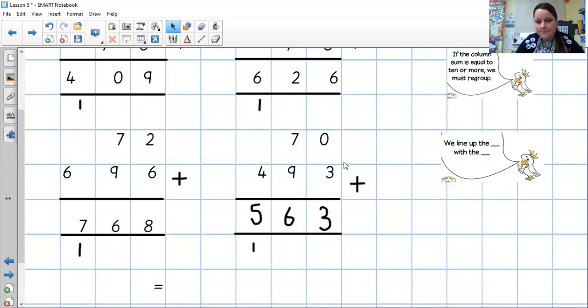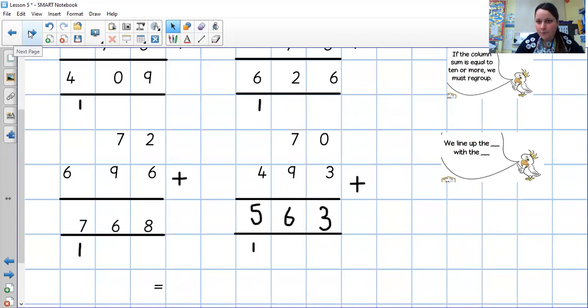And then finally, 70 add 493. 0 add 3 equals 3, so that's our 1s column. Then our 10s, 7 add 9 equals 16 10s, so I'm going to regroup my 16 10s into 100 and 6 10s. And then finally add our hundreds, 400 add 100 equals 500. So the correct answer is 563. So hopefully you got most of those right.